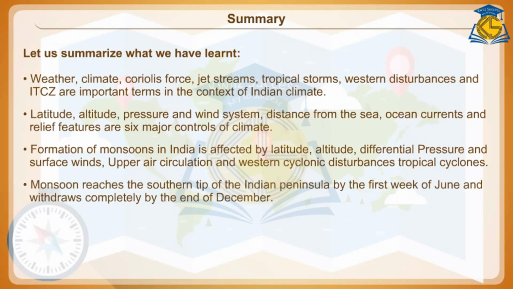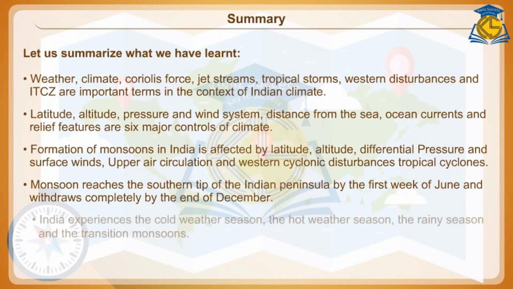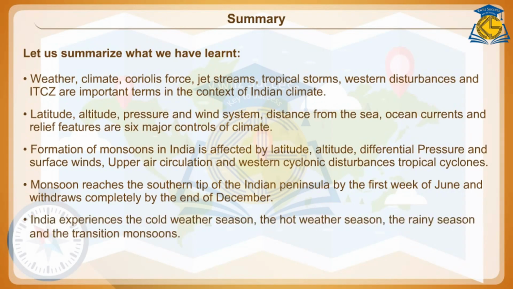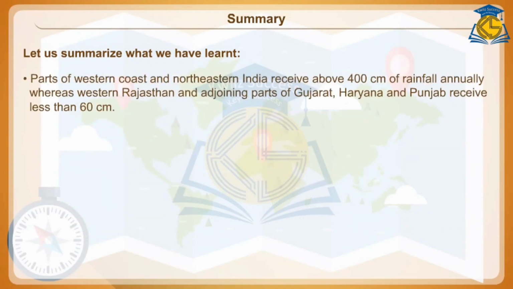Monsoon reaches the southern tip of the Indian peninsula by the first week of June and withdraws completely by the end of December. India experiences the cold weather season, the hot weather season, the rainy season, and the transition monsoons. Parts of western coast and northeastern India receive above 400 centimeters of rainfall annually, whereas western Rajasthan and adjoining parts of Gujarat, Haryana, and Punjab receive less than 60 centimeters. The remaining country gets a moderate rainfall.